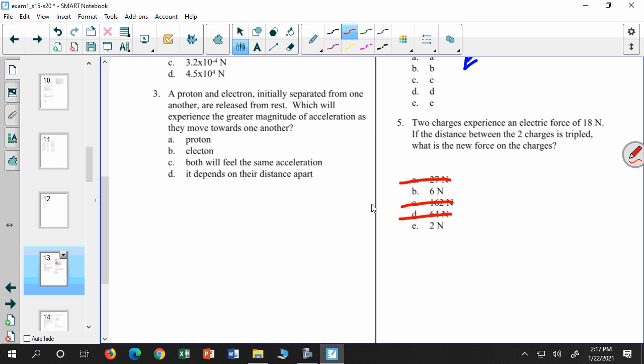Always do that on multiple choice exams. Go through and get rid of the ones that don't make sense. So which is it? E. And that's because it's a quadratic relationship, not a linear relationship. That is, F is proportional to 1 over r squared, kQQ over r squared. So if I triple the distance, I get 1/9 of the force. So 1/9 of 18 is 2 newtons.